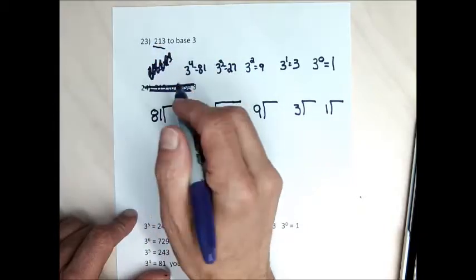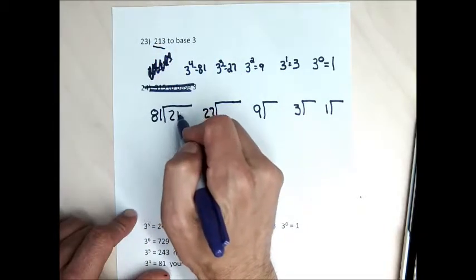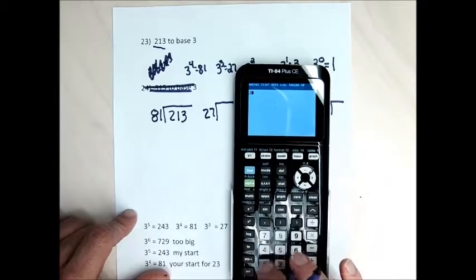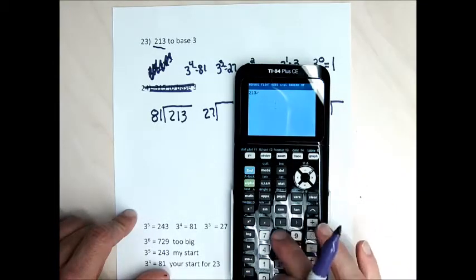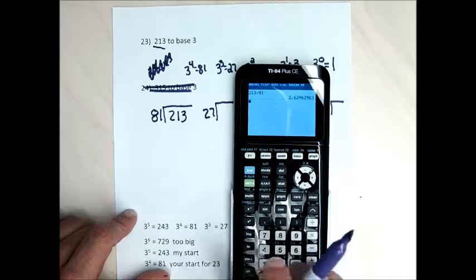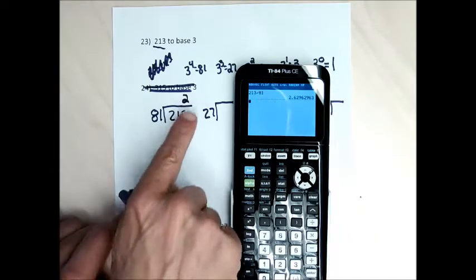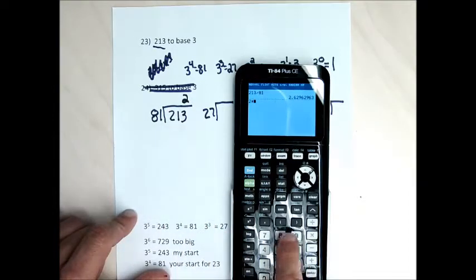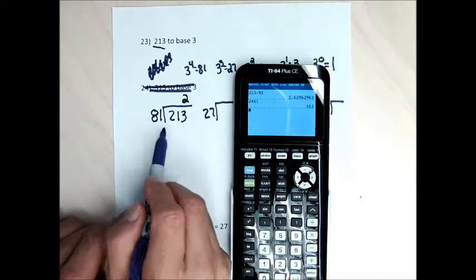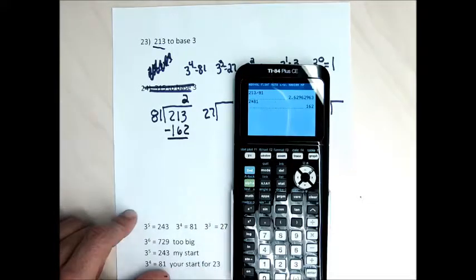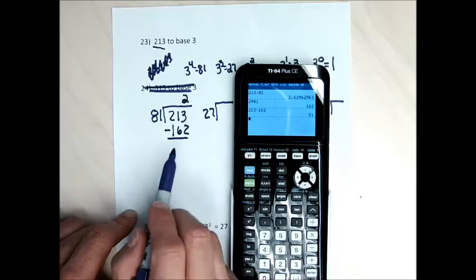First number I put under my division bar is the 213. And then I just like to be lazy. I don't want to think so much. I can do the long division by hand, but I don't have to. I'm just going to do 213 divided by 81. Take the non-decimal part, which is the 2. Then I'm going to multiply the 2 times 81. Put it under my division bar and subtract. I'm going to go 213 minus 162. Gives me a remainder of 51.